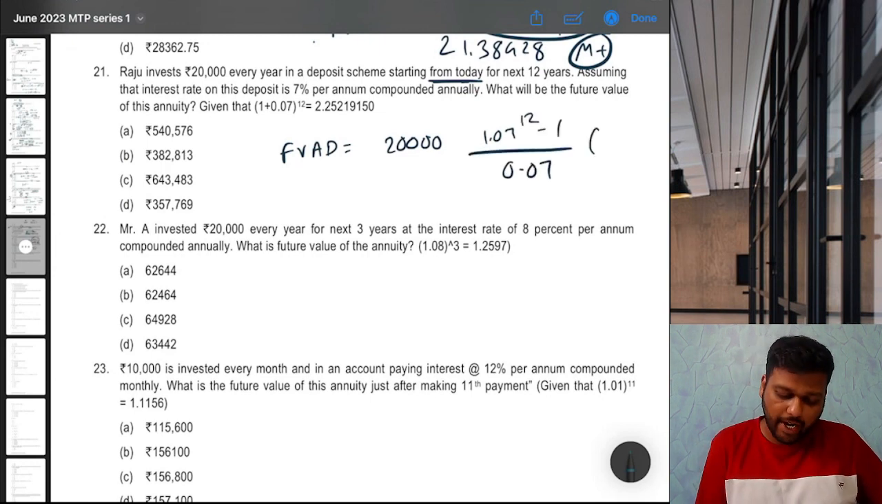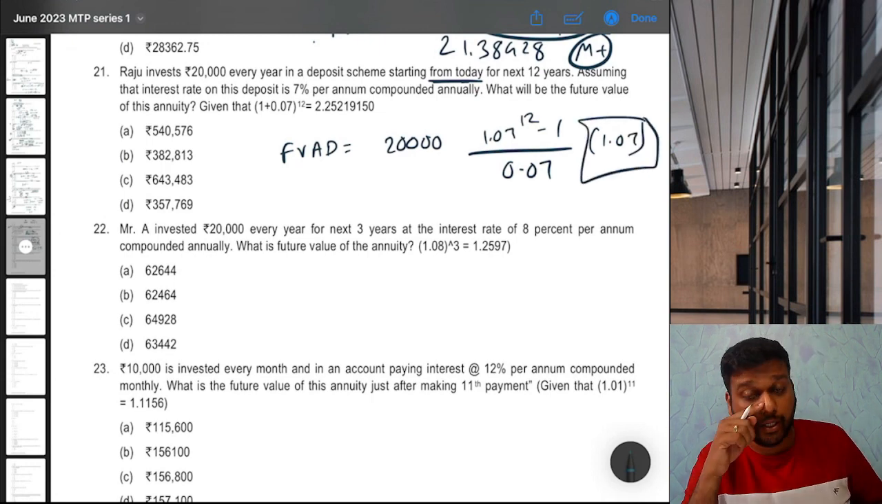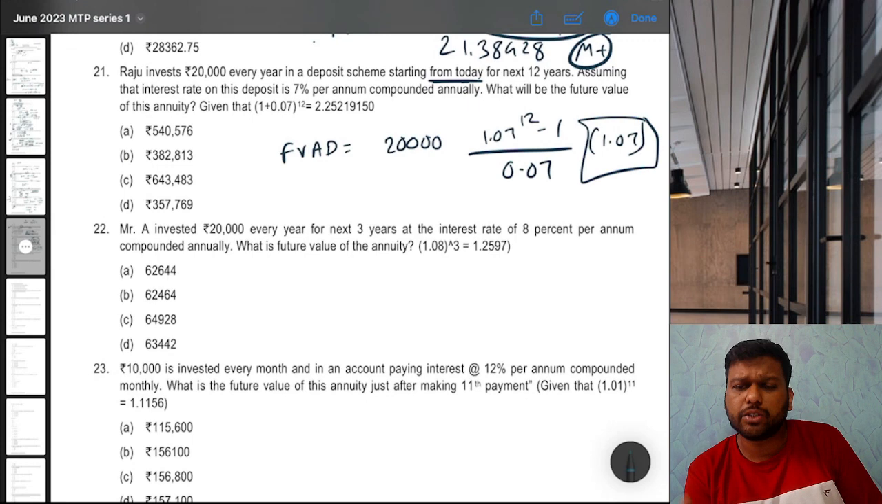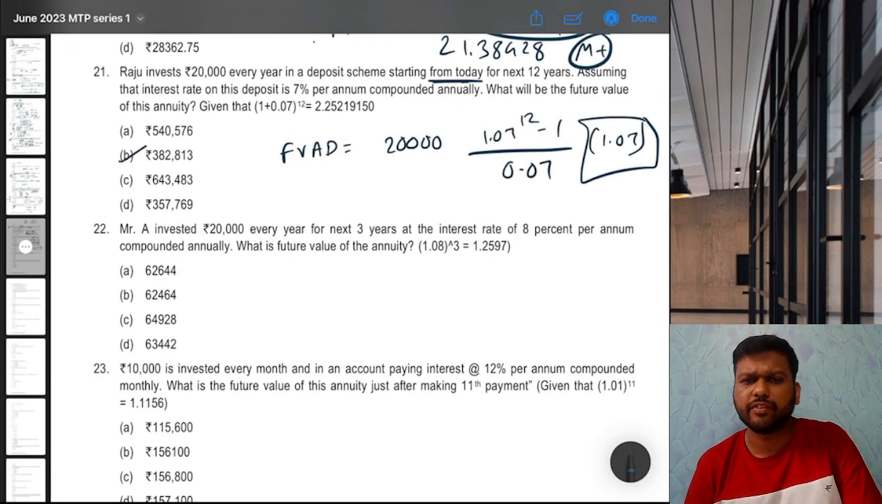Only thing is you have to add 1 plus i at the end. This is the only special part about annuity due, right? So 1.07 raised to 12 they are already given, 2.25219, minus 1 divided by 0.07 into 1.07 into 20,000, that gives you 382812. That is option B. Okay, fine.